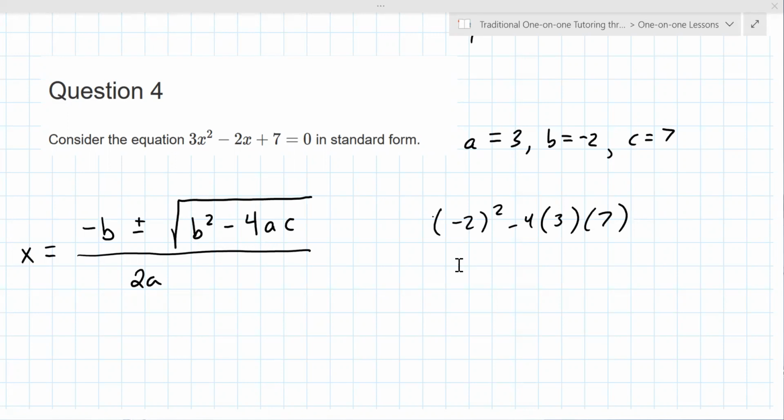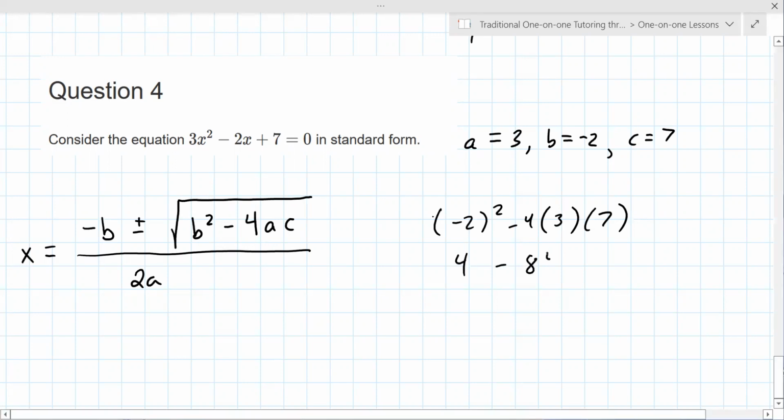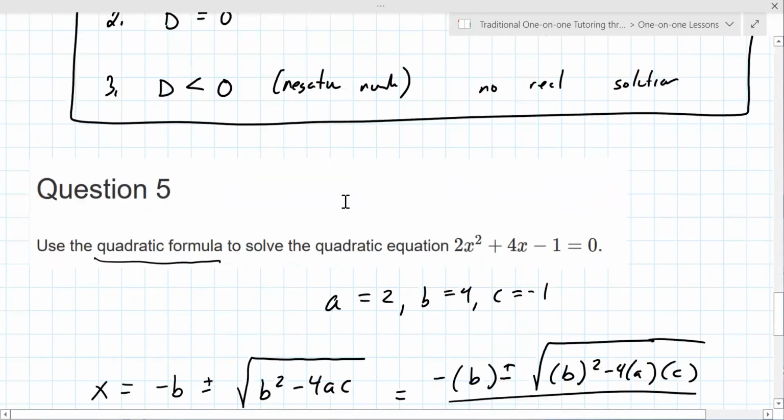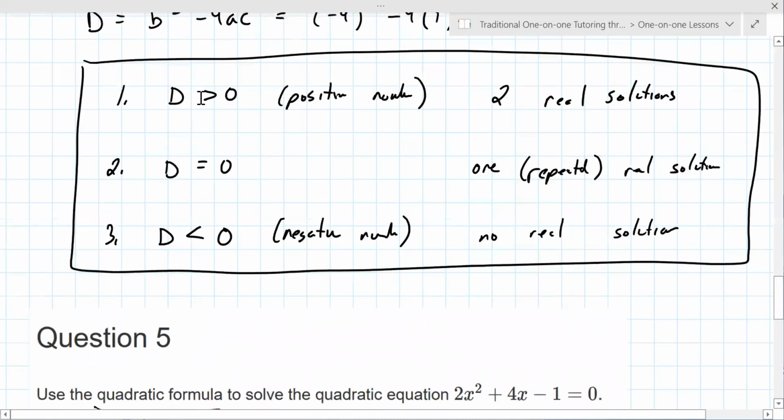Okay. 4 minus 84, it should be minus 80. Yep, that's what I asked. Okay. I heard something different. All right. So let's go back and look at our table. The discriminant in your problem was minus 80. Which of these three possibilities is it? 3. So that means there's no real solution.